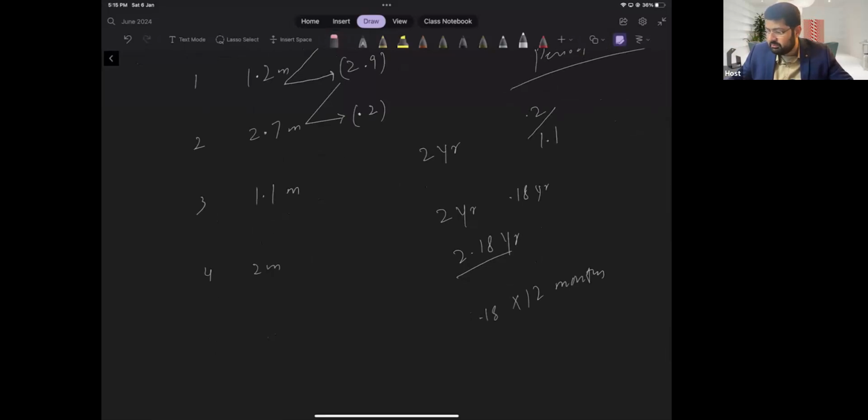What is it? 0.18 into 12 is 2 months. So that's correct. So 2 years and 3 months. Why 3? I have mentioned three. Why not two? Preferably, the examiner will guide you. If they have tested in OTQs, they will tell you how to round off. It is told in the question, so don't worry about that. Okay?